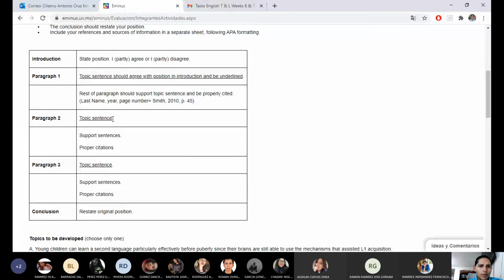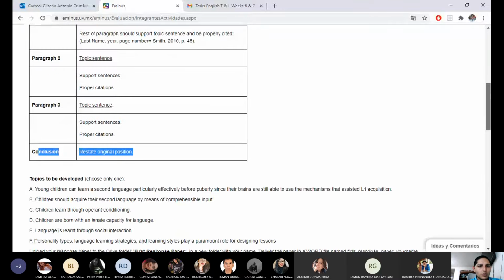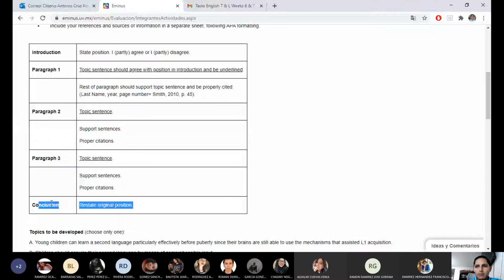Paragraph 2, a topic sentence to support your introduction, supportive sentences and proper citations. Topic sentence, paragraph 3, and you carry out the same. And finally, one conclusion, you restate your original position in the introduction. So you have 1, 2, 3, 4, 5 paragraphs.